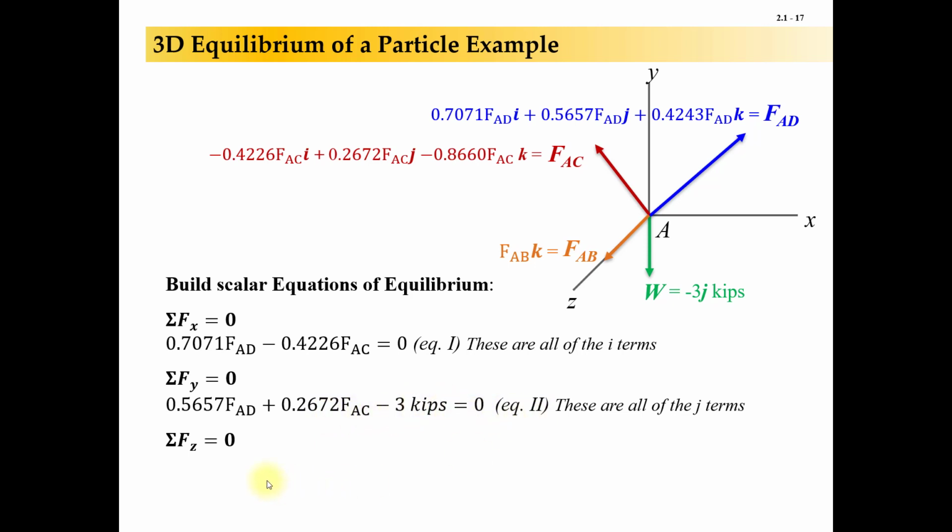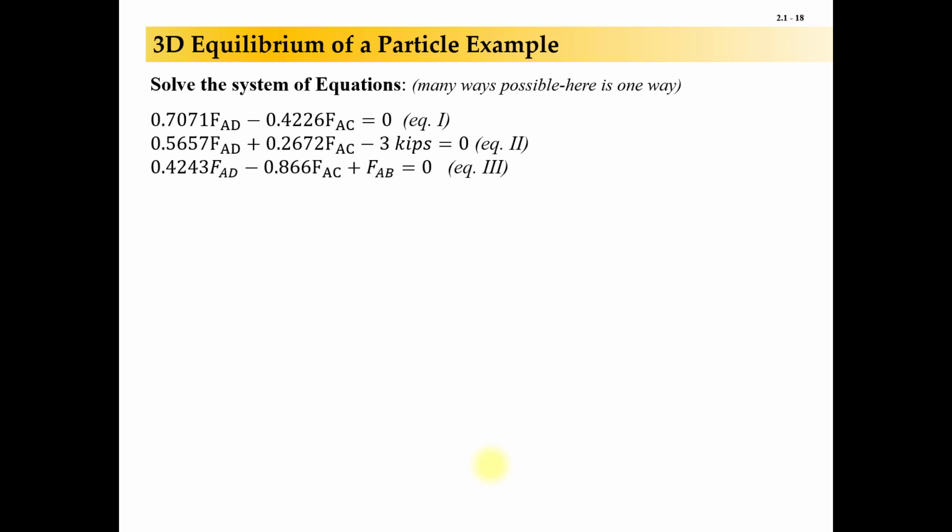Now I'm going to sum forces in the z. Everything but the weight itself is going to be acting in this one. So 0.4243 FAD minus 0.866 FAC, and then FAB in its entirety is working in the z-axis. Sum all those equal to 0. I'm going to call that equation 3. Okay, those are my same 3 equations. Now let's solve this system.